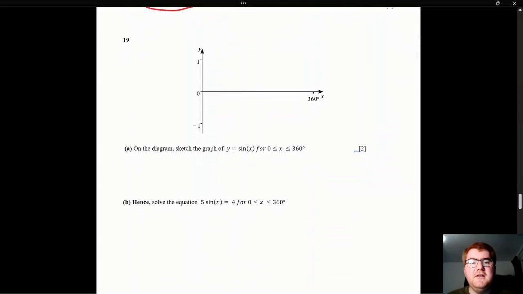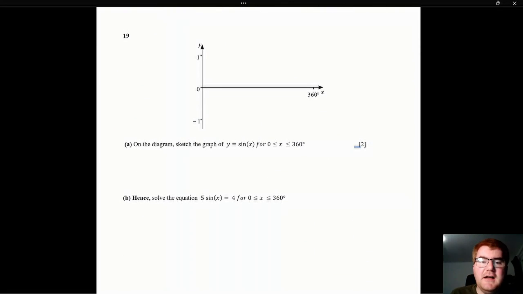Okay, on to number 19 here, and on the diagram we need to sketch the graph of y equals sine x between 0 and 360. You do need to know these graphs off by heart, sine, cosine and tangent. So the first thing to establish here is that we've got 90, 180, and 270. So these are the critical points to sketch the graph.